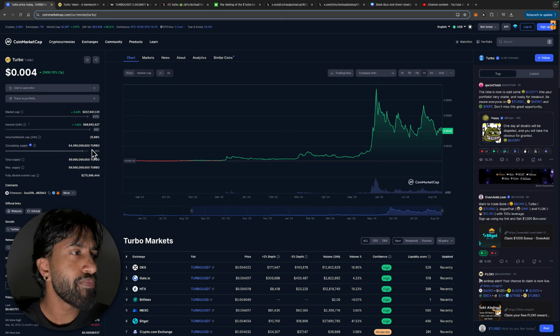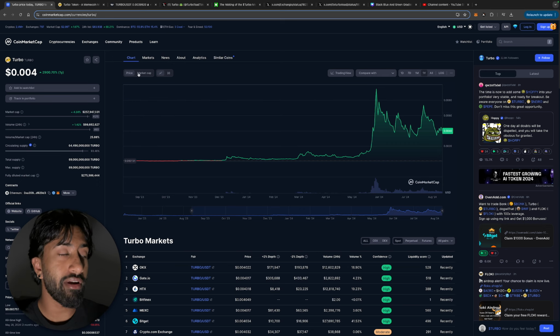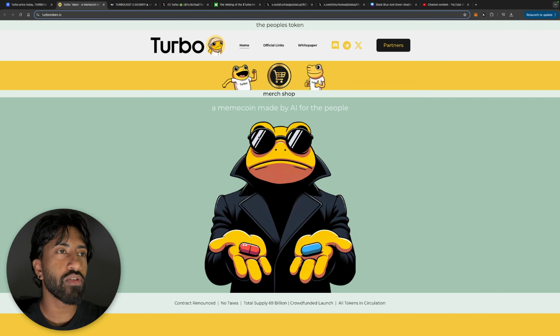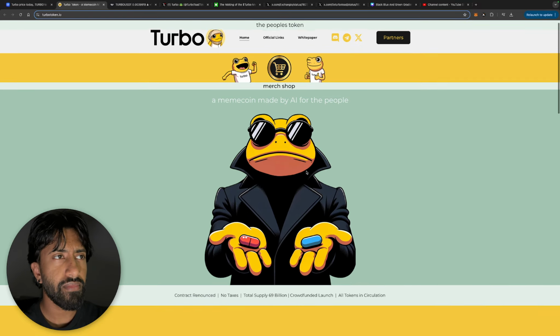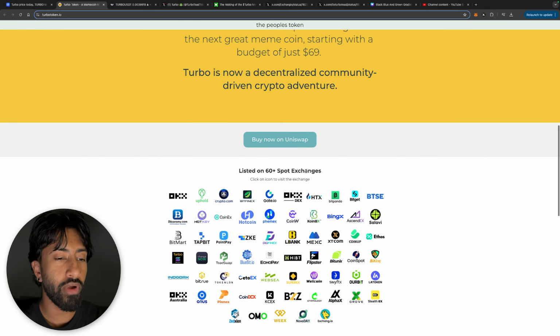69 billion is the total supply of this thing. 100% of it is circulating. Great tokenomics, another reason that makes me very bullish on it. The website itself also got a fresh update. If you guys did not know, it's called the People's Token for a reason.